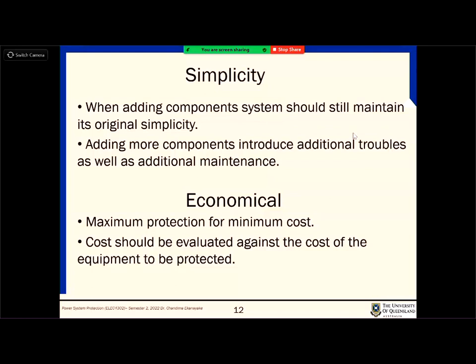Economical means that, as an example, you don't want to protect a system for unexpected situations, right? Assuming that there will be 10,000 kiloamps of current going through this system during a fault, which will never happen, and then you try to design your wires and everything for that sort of thing. No, right? Because that is not economical.